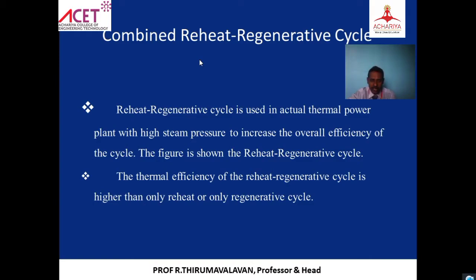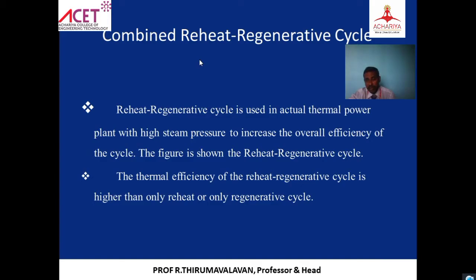So regeneration and reheating will combine with the same cycle to increase the overall efficiency of the system. Overall efficiency will be improved if you are going for both the reheat as well as the regeneration cycle. If you are going for a reheat cycle, the efficiency is increased by 10 to 15%. With a regeneration cycle, the efficiency will also be increased by 10 to 15%.